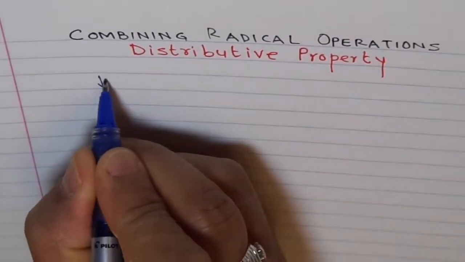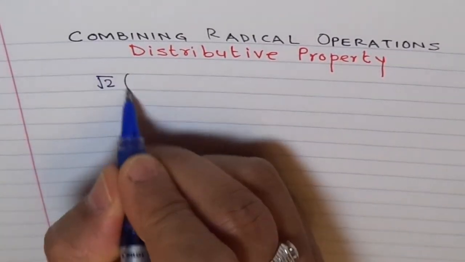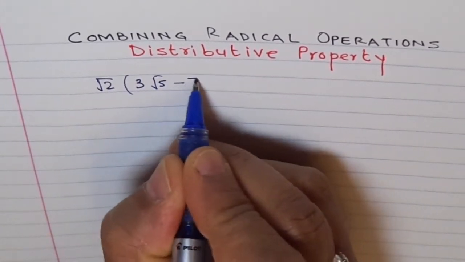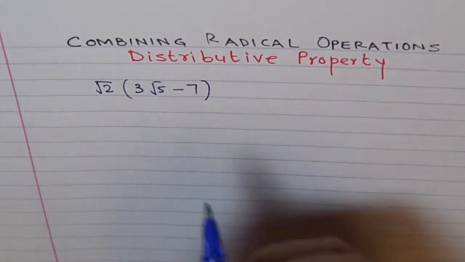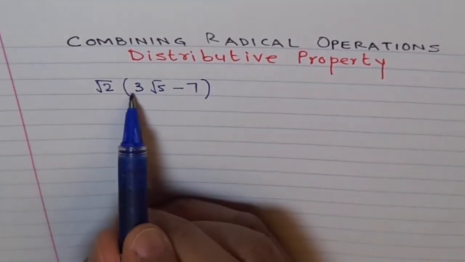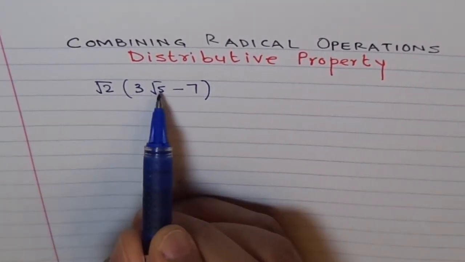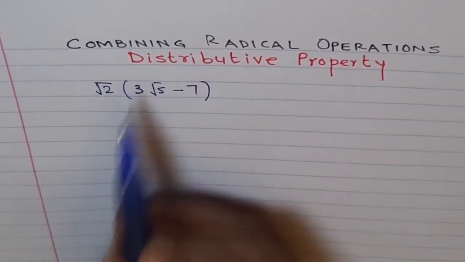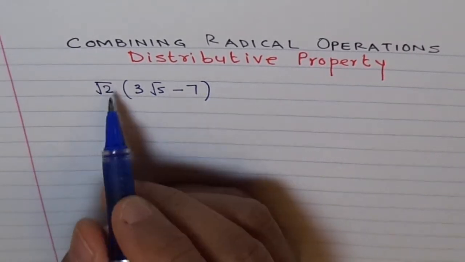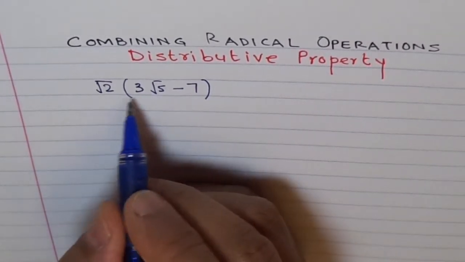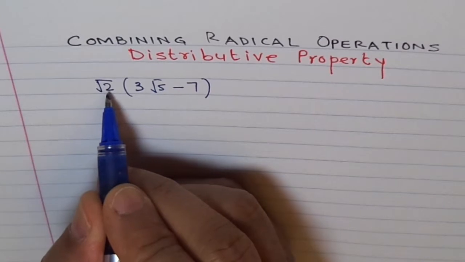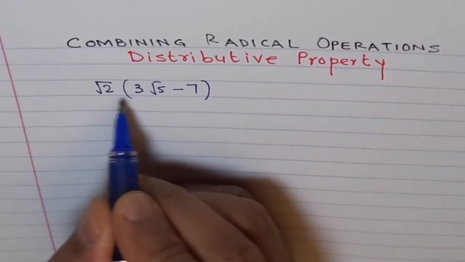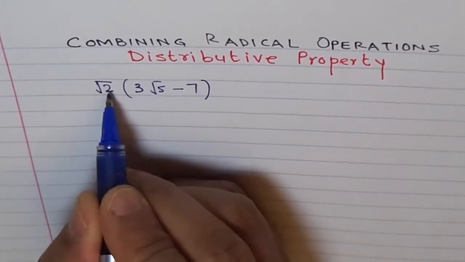Let's say square root of 2 times 3 square root 5 minus 7. Now, basically we are multiplying. Within the bracket we have 3 square root 5 minus 7, and both these terms get multiplied with square root 2. Once we do square root 2 times this, the coefficient, or the number before the radical, is 1. So 1 times 3 is 3, and square root 5 times 2 is square root 10.